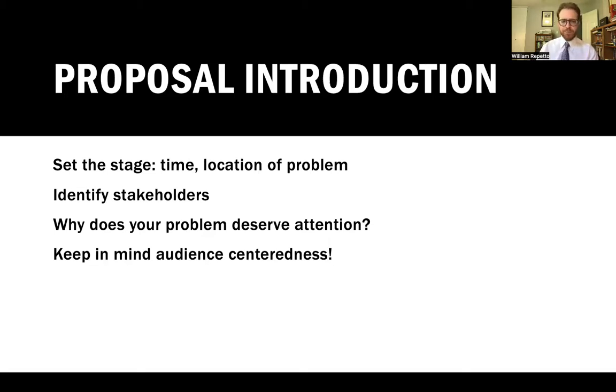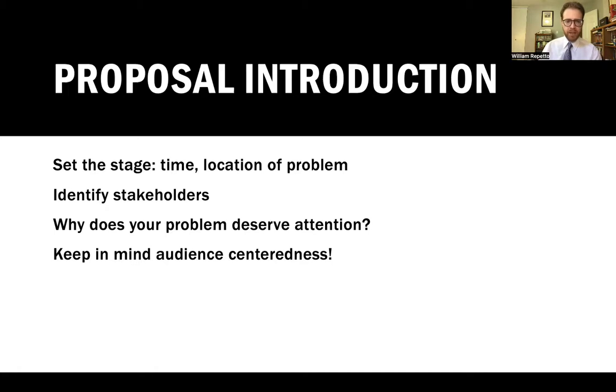There's no limit on who you can address with a proposal, but you want to make sure you are identifying who those stakeholders are in your writing. You should have some kind of argument in the introduction about why the problem that you've identified deserves attention. In other words, in organizations, in business places, you'll find that organizations have lots of different problems and lots of different things going on. So why does this thing that you've addressed deserve our attention right now, and for me to read the rest of this proposal?